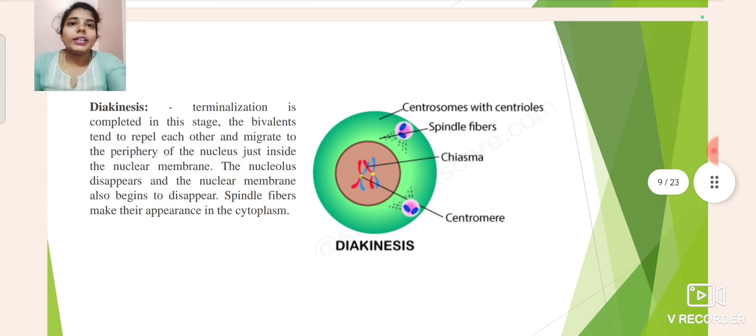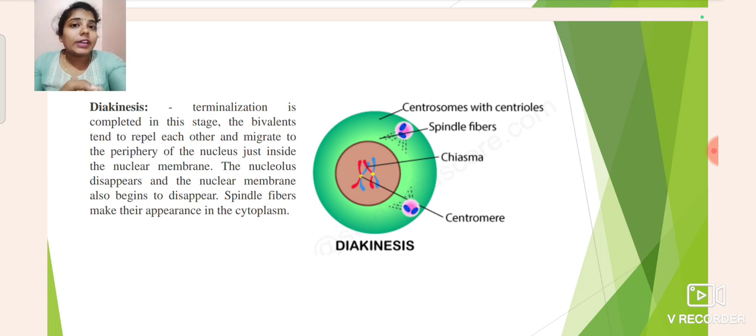And the final one, diakinesis, is also called terminalization. In diakinesis, the terminalization process is completed in this stage. The bivalents, or sister chromatids, tend to repel each other and migrate to the periphery, moving towards the peripheral region of the nuclear membrane. Then the nucleolus disappears, and the nuclear membrane also begins to disappear.